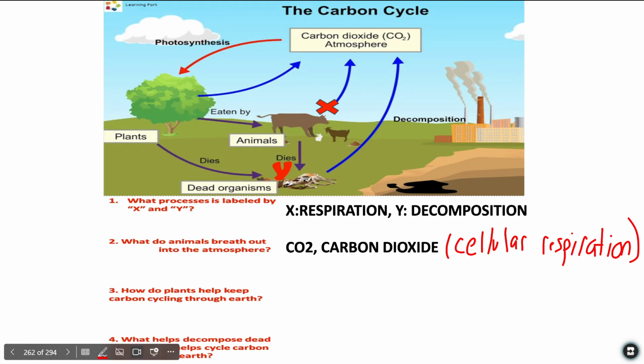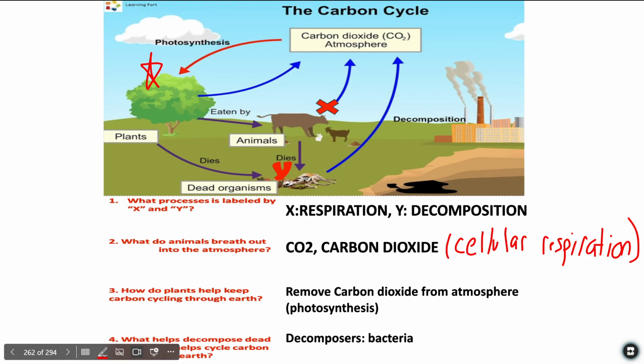Now, coming back to plants, how do plants help out in this process? Well, here is our plant process right here. Plants remove carbon dioxide from the atmosphere thanks to something called photosynthesis. And finally, what helps decompose dead matter and help cycle carbon? This is the decomposers. This is bacteria.